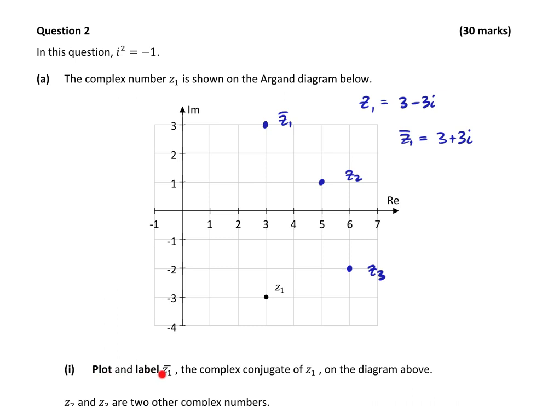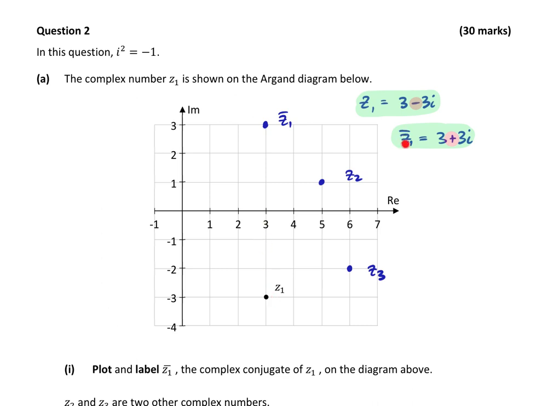It says plot and label the complex conjugate of Z1 on the diagram above. So it gave us this diagram here. We could see Z1 was here. So what we did is we looked at what Z1 was and we looked at getting the conjugate. Now, anytime you're looking for the conjugate of a complex number, all you do is just change the sign of the imaginary part. So that changed from a negative to a positive. Okay, and you can see you've got the exact same number. They're both Z1, 3 minus 3i.